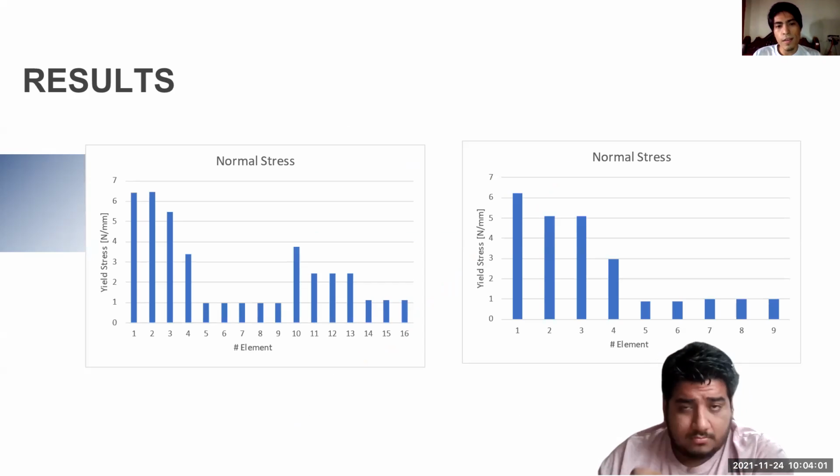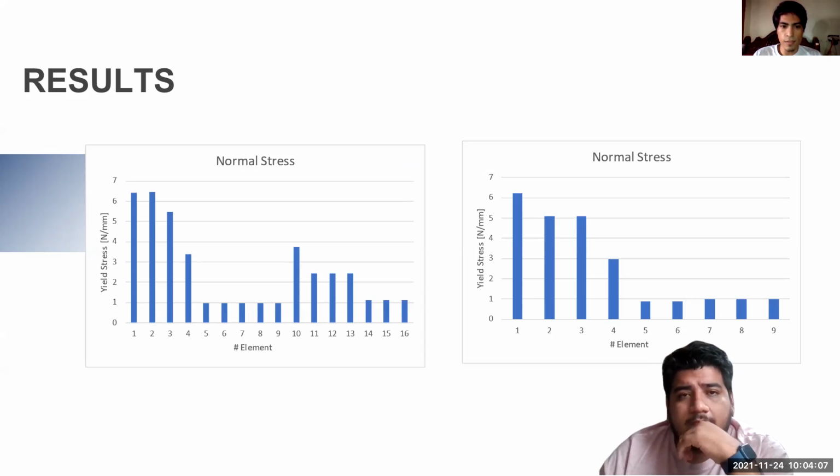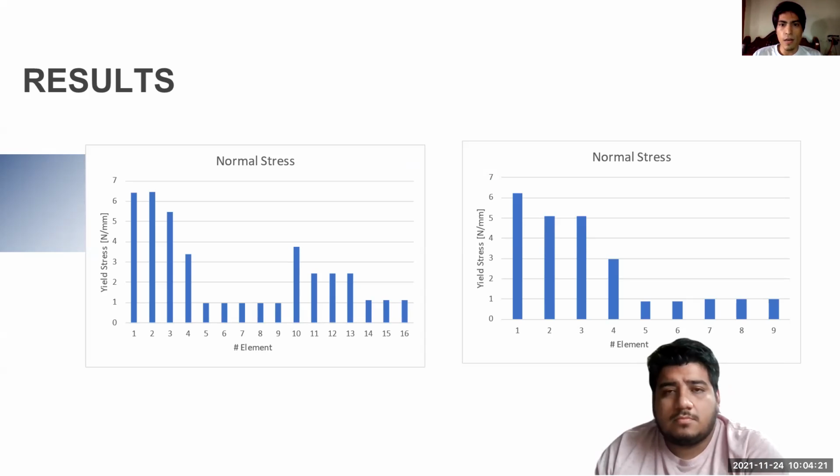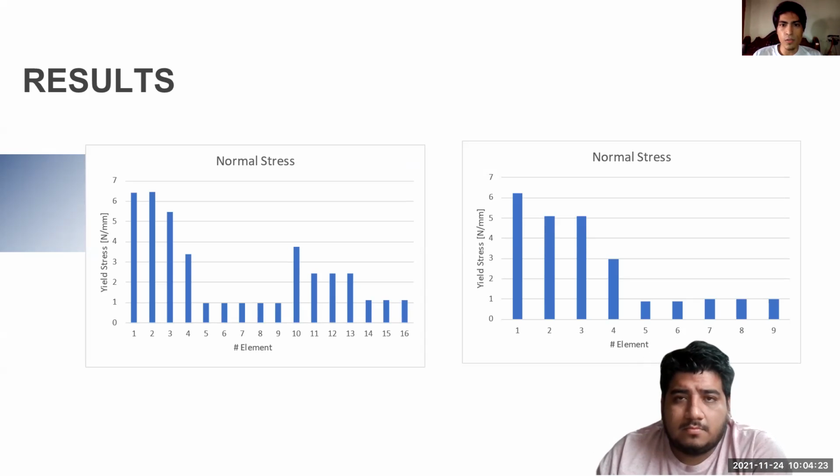After, we analyze the normal stress for each element with 9 elements and 16 elements. We can see for both graphs, the maximum normal stress is at elements 1 and 2 because these beams are supporting the hydrostatic pressure and the pressure on the deck.